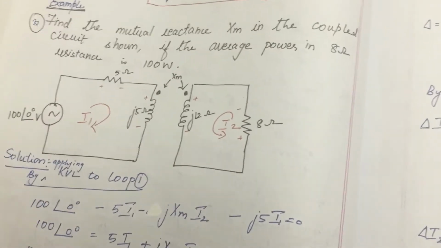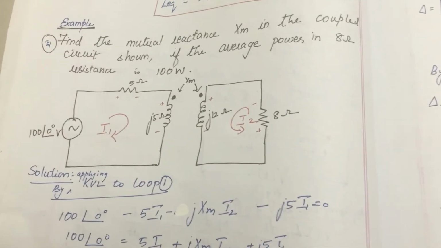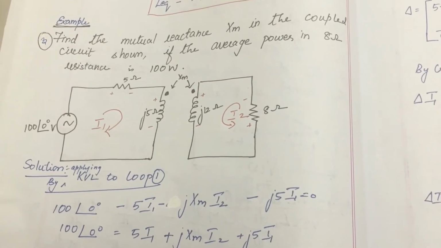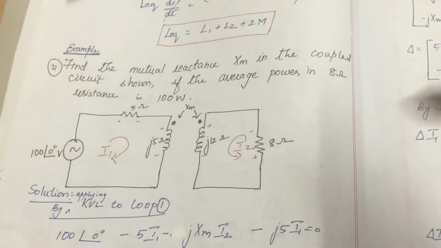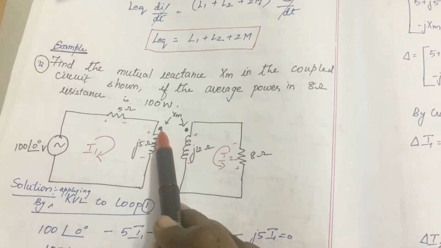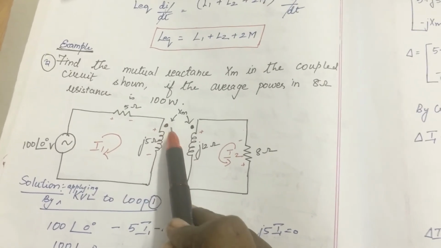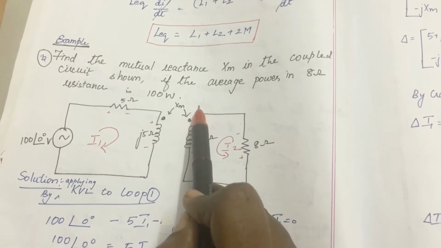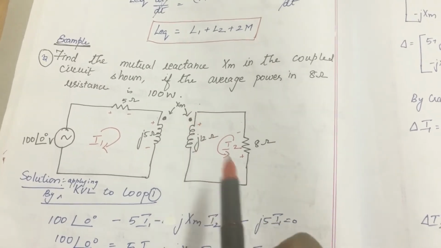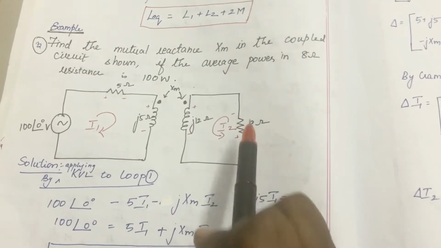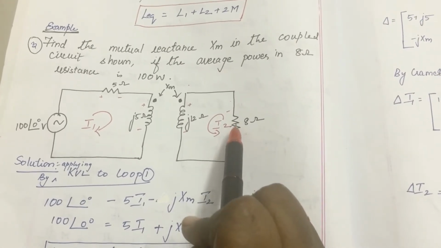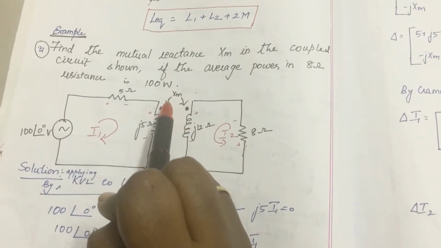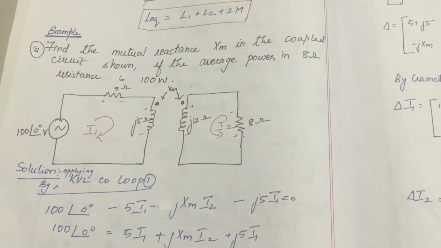The third problem statement says: find the mutual reactance XM in the coupled circuit shown. They have asked us to find not the mutual inductance value, but the mutual reactance XM, if the average power of the 8 ohm resistor is 100 watts. So the average power of the 8 ohm resistor is 100 watts. What is the mutual reactance value? That is the question being asked.